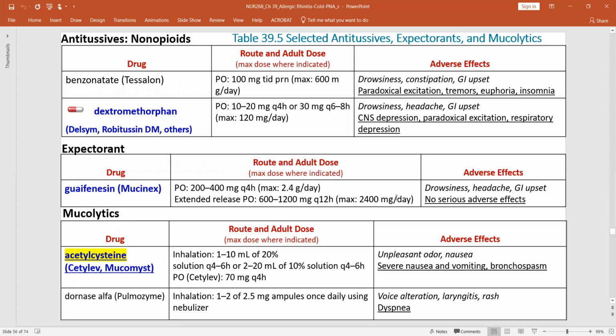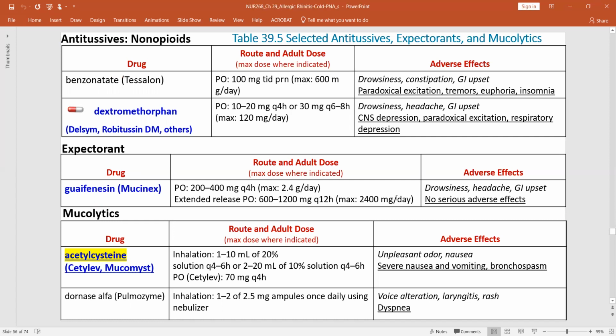Next slide is providing some examples of the selective antitussives, expectorants, and mucolytics. Antitussives are anti-cough. Expectorants expel and remove these secretions, cough them out and expel them. And mucolytics liquefy the secretions, make them less thick so that they can be easily expectorated or suctioned.